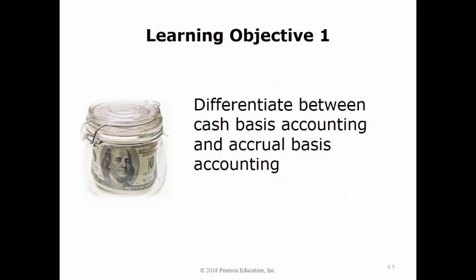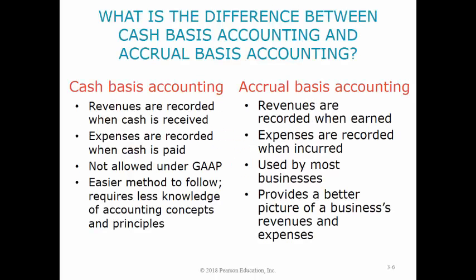In the first section, we will learn to differentiate between cash basis accounting and accrual basis accounting. There are two ways to record transactions: cash basis accounting and accrual basis accounting. Cash basis records transactions based upon the receipt or payment of cash. Under cash basis, revenues are recorded only when cash is received, and expenses are recorded only when cash payments are made. Accrual basis records the effect of each transaction as it occurs, when revenues are earned and expenses are incurred.